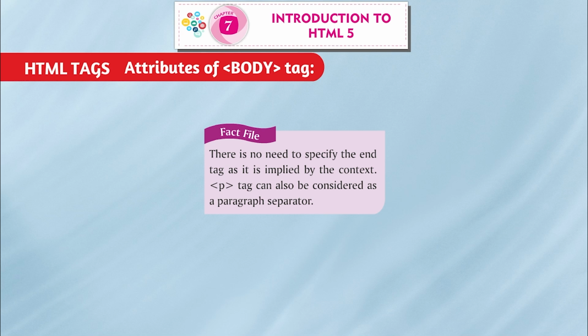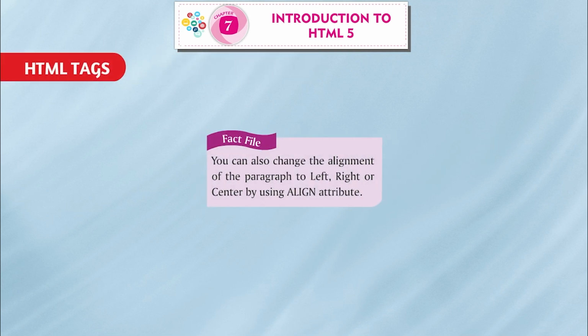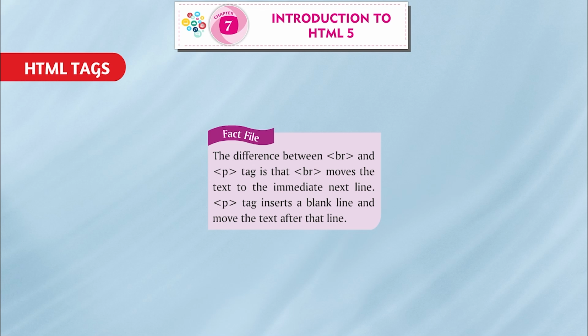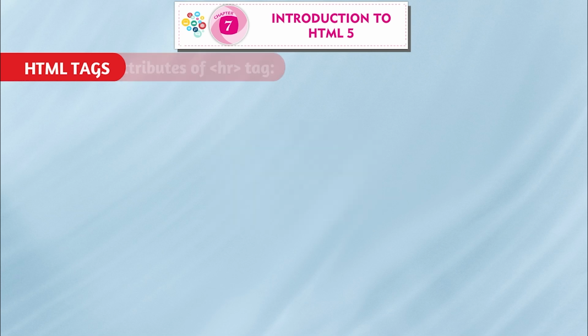Fact file. There is no need to specify the end tag as it is implied by the context. P tag can also be considered as a paragraph. Fact file. You can also change the alignment of the paragraph to left, right, or center by using the align attribute. Fact file. The difference between BR and P tag is that BR moves the text to the immediate next line. P tag inserts a blank line and moves the text after that line.